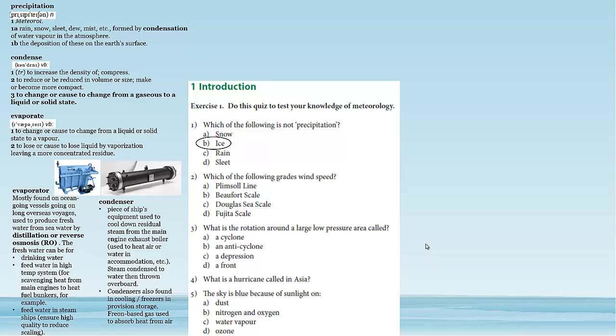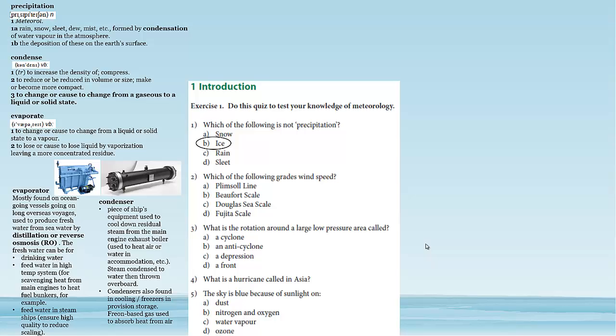So in provisions on board, in the provision storage, you have coolers and you have freezers, and in order to cool down a space, instead of water you have a freon-based gas, and that gas then absorbs the heat from the air. But that's for a whole other topic. Let's go on to number 2.